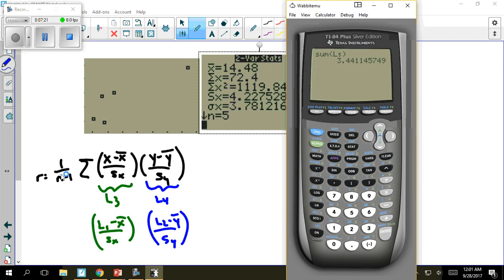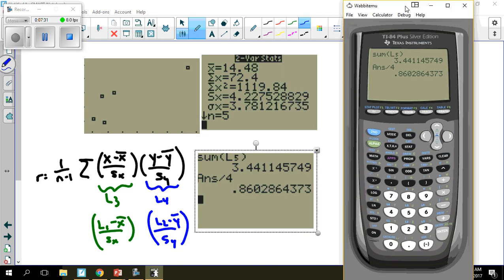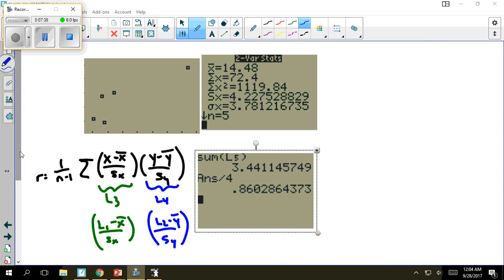And finally, I have to divide that by n minus 1. So I had 5 pairs of data, so I'll divide that by 4. That is correlation, 0.86. Now, what does that mean exactly? Well, that's what we're going to try to figure out on the rest of this lesson.